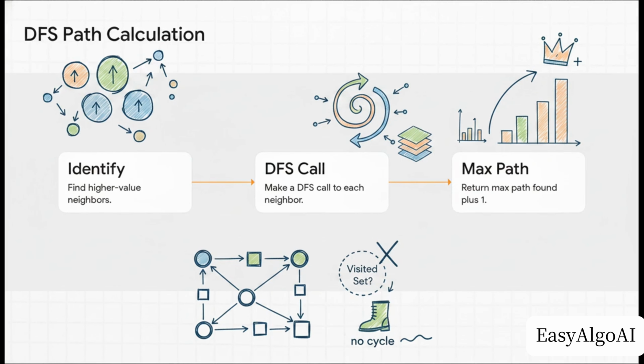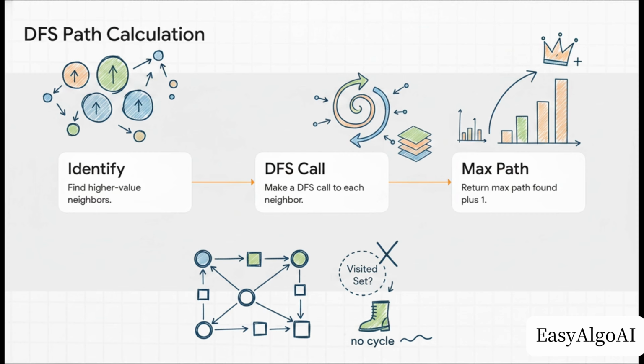So let's distill that logic into 3 easy steps. Step 1, identify all higher value neighbors from where you are. Step 2, make a recursive DFS call to each of those neighbors. And step 3, return the maximum path length you found among them, plus 1 for your current cell.